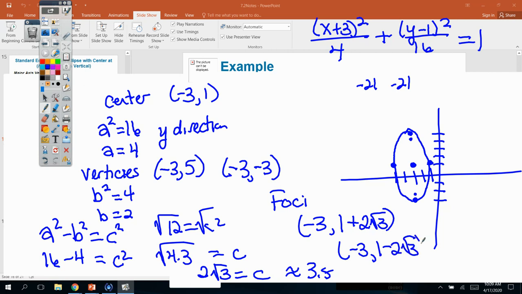Okay, so this is an example of how to use this equation and how to move it to that equation and use the graph to help you with all the stuff.